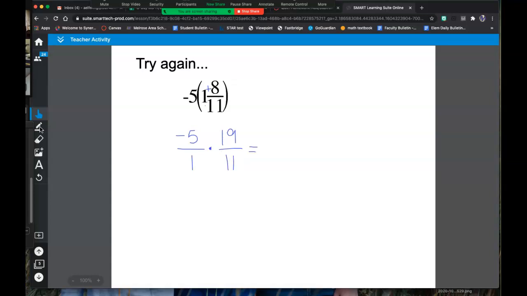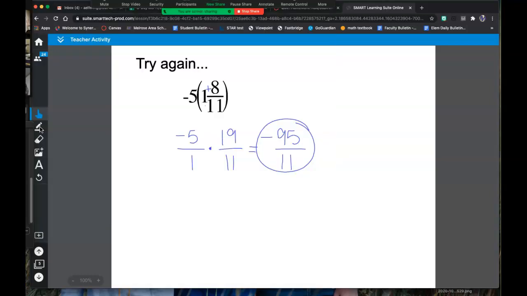Okay, then you just multiply straight across. 5 times 19 is 95. 1 times 11 is 11, and there's one negative sign, so your answer is negative. And you guys can leave your answer as an improper fraction. It's okay to leave your answer like that.